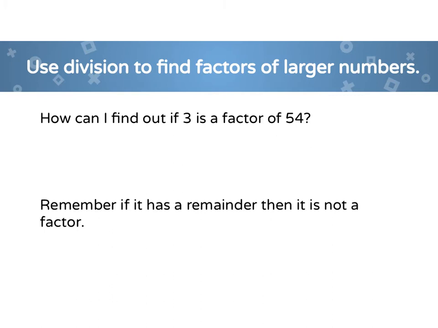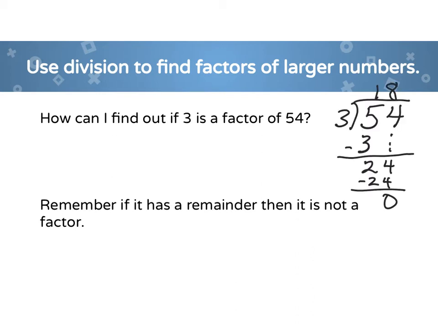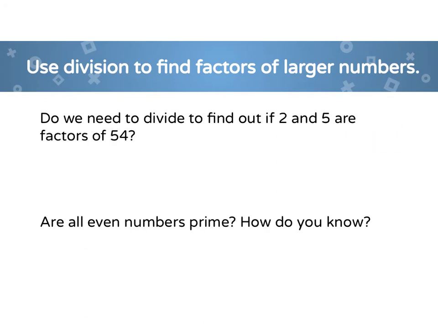How can I find out if 3 is a factor of 54? Well, I can use division. Remember that if a number has a remainder, then it is not a factor. So let me do that for you. I did the long division here, 54 divided by 3, and I got 18, and I got 0 as my remainder. So I know that 18 and 3 are both factors of 54. That's how I use division to find factors of 54.